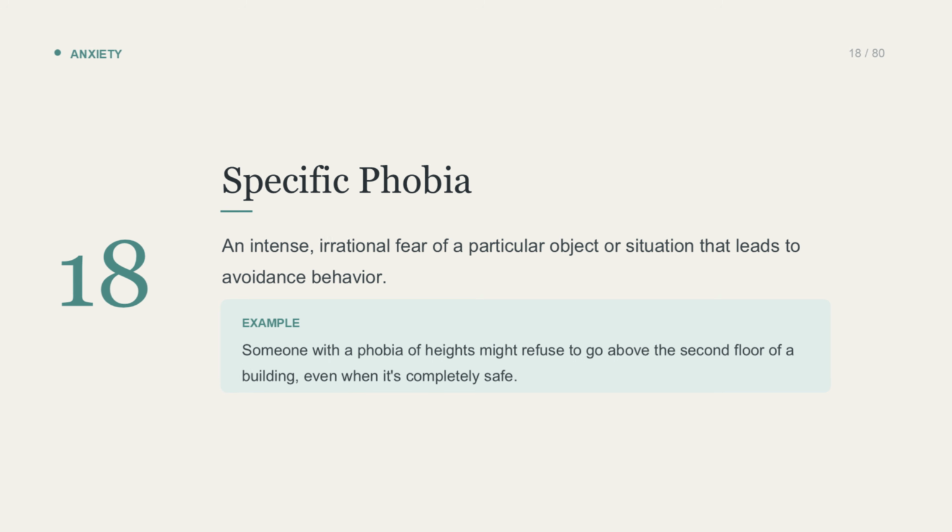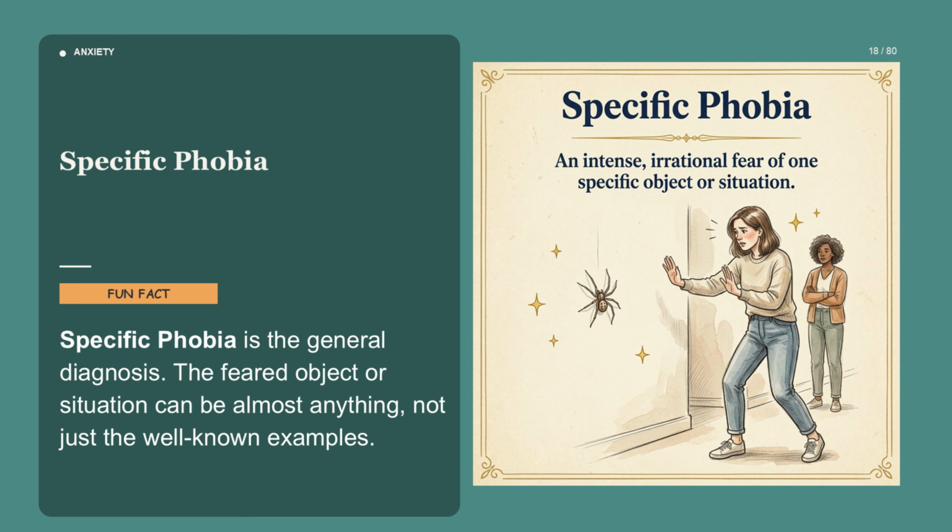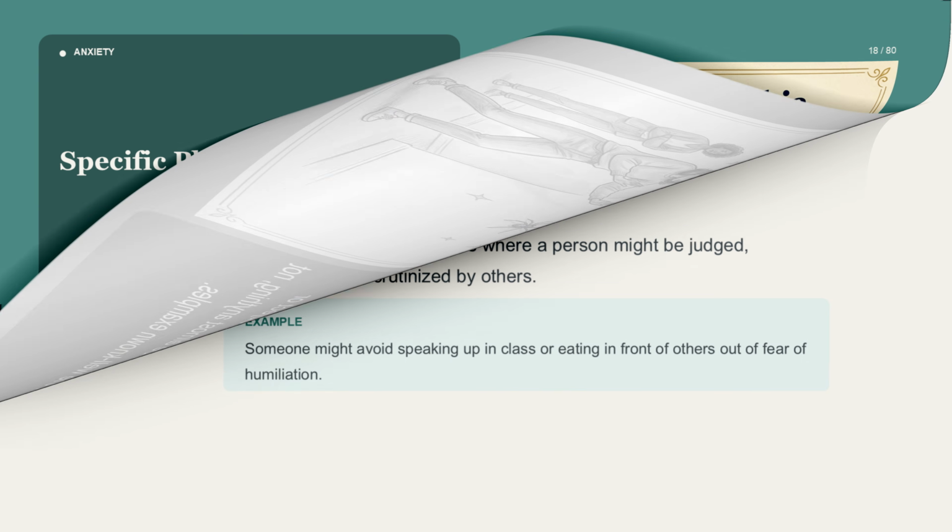18. Specific phobia. A specific phobia is an intense, irrational fear of a particular object or situation that leads to avoidance behavior. For example, someone with a specific phobia of heights might refuse to go above the second floor of a building, even when it's completely safe.